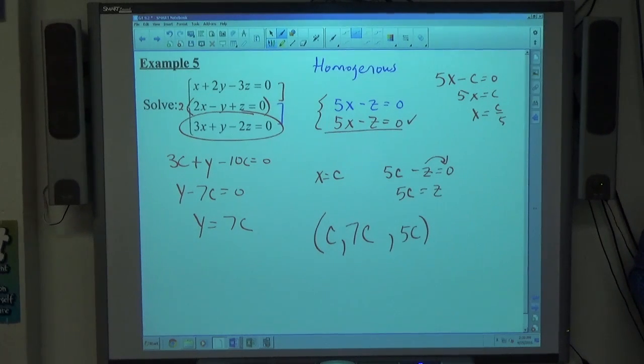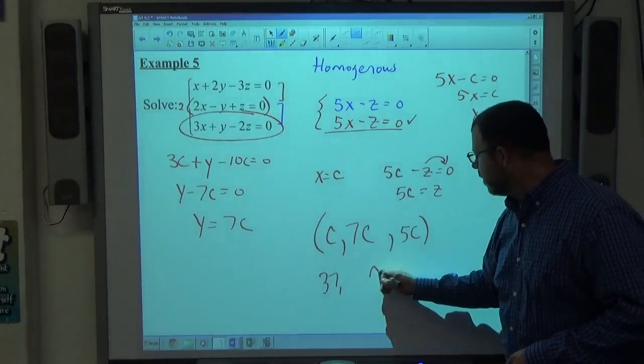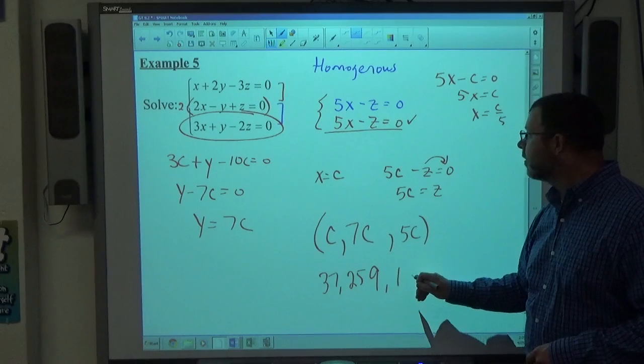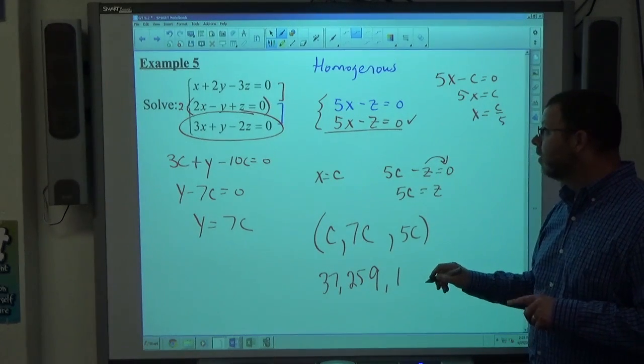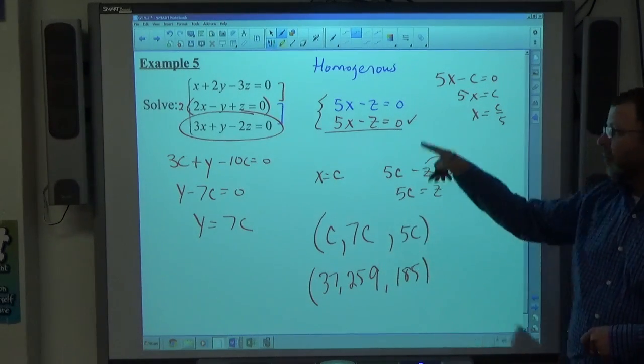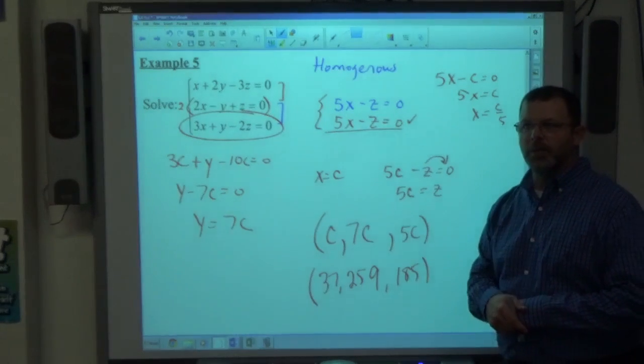The book really likes fraction answers on these, so if you're checking your answer in the back of the book and you do the opposite pick, you get a fraction answer, and you're more likely to get what the book gets. But again, if you just want to randomly check an answer, say c equals 37. 7 times 37 is 259, and 37 times 5 is 185. Maybe 37 wasn't the best choice. But if I put 37, 259, 185 into all three of those equations, they're all going to be true. I'll let you believe me on that. Let's pick a smaller number.